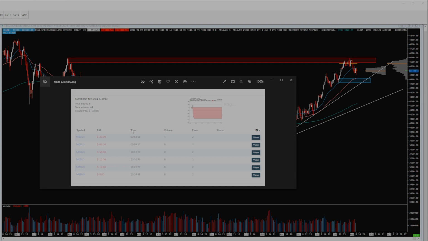So, one, two, three losing trades, and I continued to try and trade after I'd triggered my maximum stop limit for the day and didn't realize it. So these last three trades here were me trying to figure out why my orders weren't working and what was going on. I didn't realize that I had already hit my loss limit for the day.